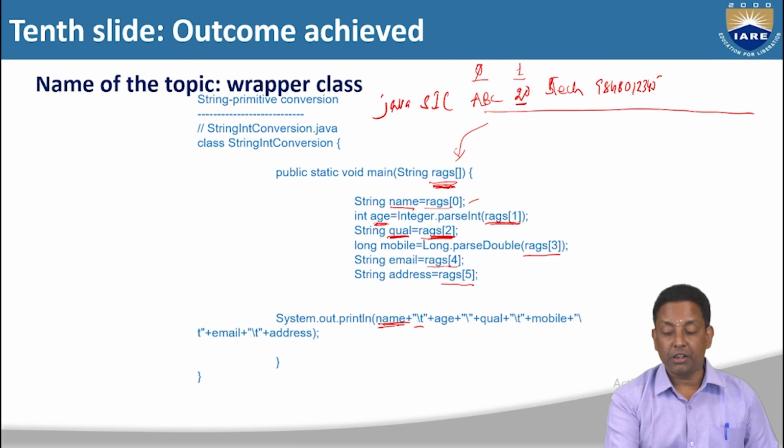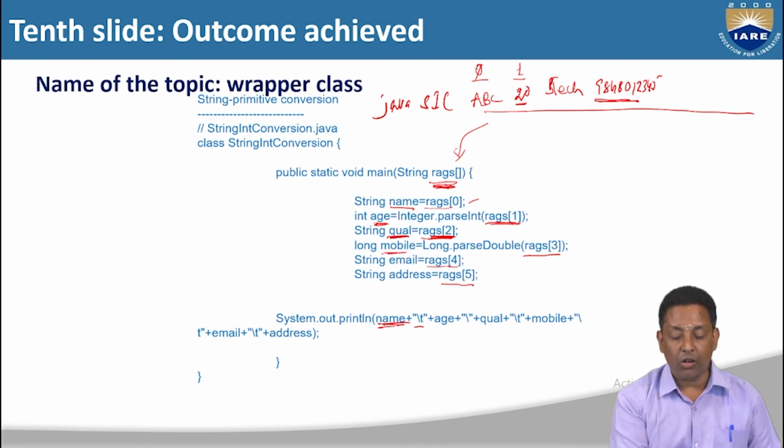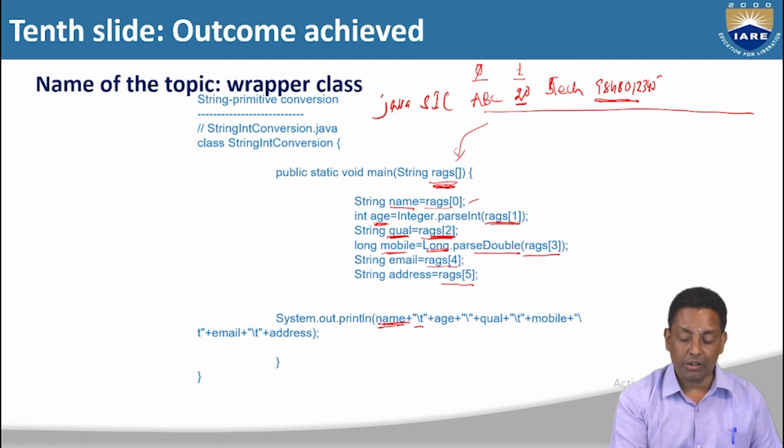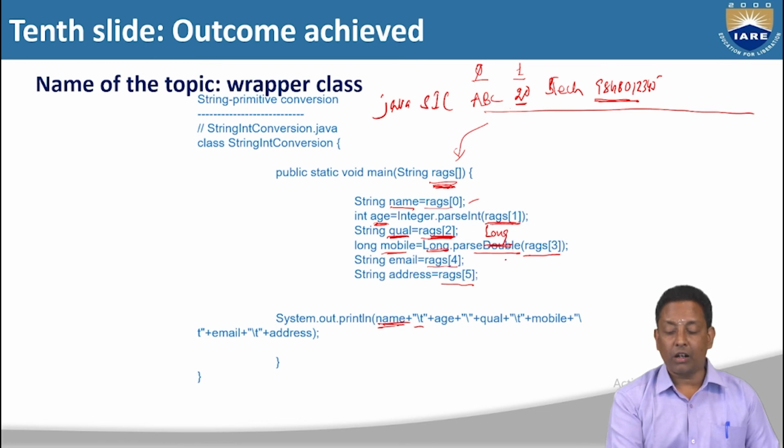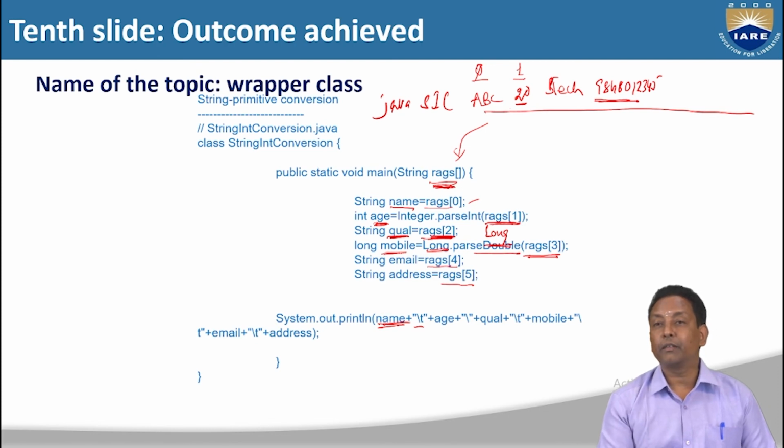How to convert this string, the mobile number value, into primitive long mobile number? Long is a wrapper class, same as Integer. Long.parseLong, I'm sorry, this is a spelling mistake, Long.parseLong of args[3]. If you give args[3], the value will be converted into the mobile number.